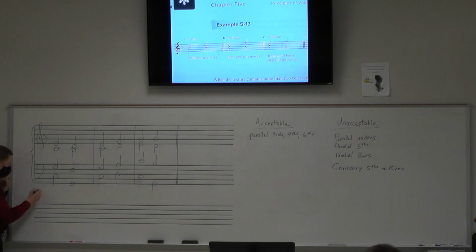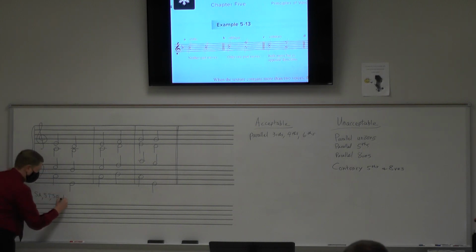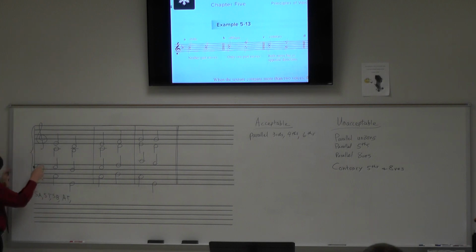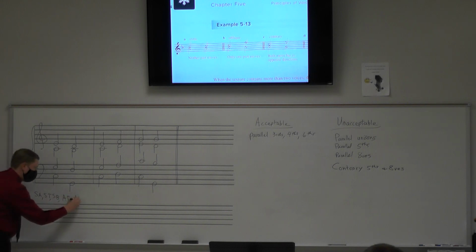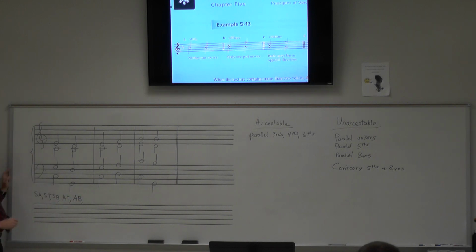That's a pair. I'm going to abbreviate it SA. Another pair of voices we could look at would be the soprano and the tenor. Another pair would be the soprano and the bass. Another pair I haven't listed yet would be the alto and the tenor. We could look at the motion between the alto and the bass. And there's one other pair I haven't gotten to yet. Which pair is that? The bass and the tenor, that's right.